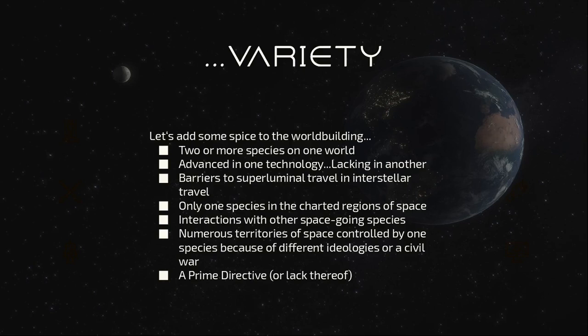When it comes to multi-species interactions, we can have only one species in the charted regions of space, or interactions with other interstellar territories. Conversely, we could also have numerous territories controlled by one species because of different ideologies that polarize the species or a civil war.